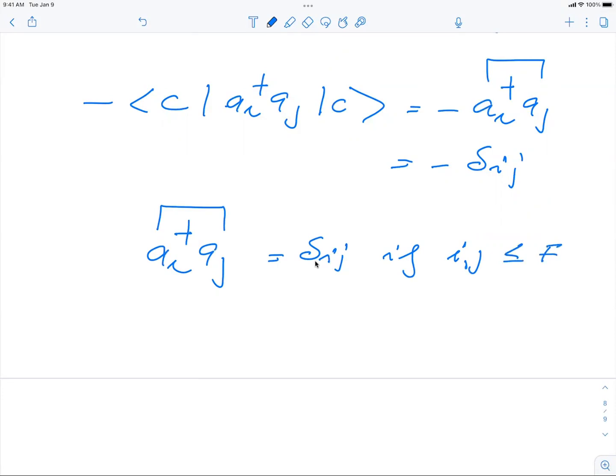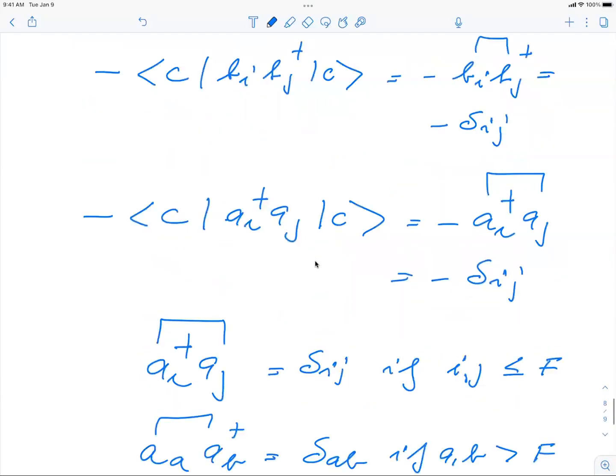So I need to modify my contraction rule if I want to revert back to the traditional operators. And then I'm going to take away the minus sign here. And then I will have an A dagger, AB. And the only contraction which is different from 0 is actually this one, if A and B are larger than F.